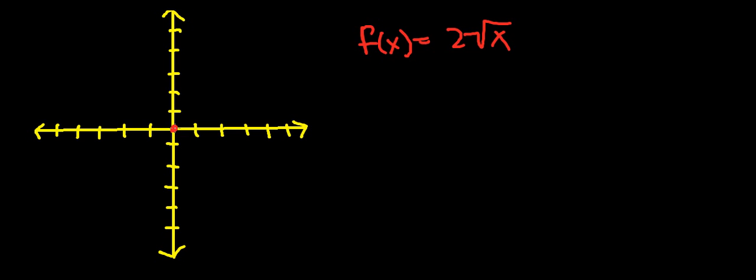So it's going to start at 0. And then normally the square root of x is, if I put in 1, I'm going to get the square root of 1, which would be here. But it's being multiplied by 2, so I'm going to get 1, 2 instead of 1, 1. And let's pick another point that'll give us a simple one. Let's pick x is equal to 4.